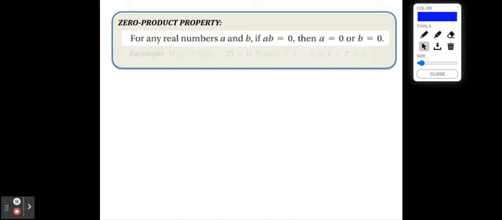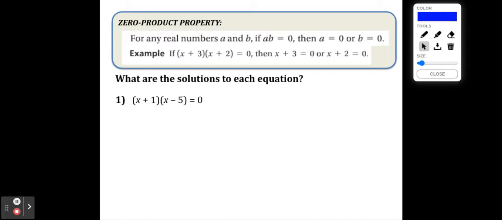So if I give you another example, for instance, I'm taking the quantity x plus 3 times the quantity x plus 2, and if I tell you that the product is 0, well then it must be true that either x plus 3 equals 0 or x plus 2 equals 0 in order for that to happen. Okay, so understanding the zero product property, we can use it in order to come up with solutions to an equation.